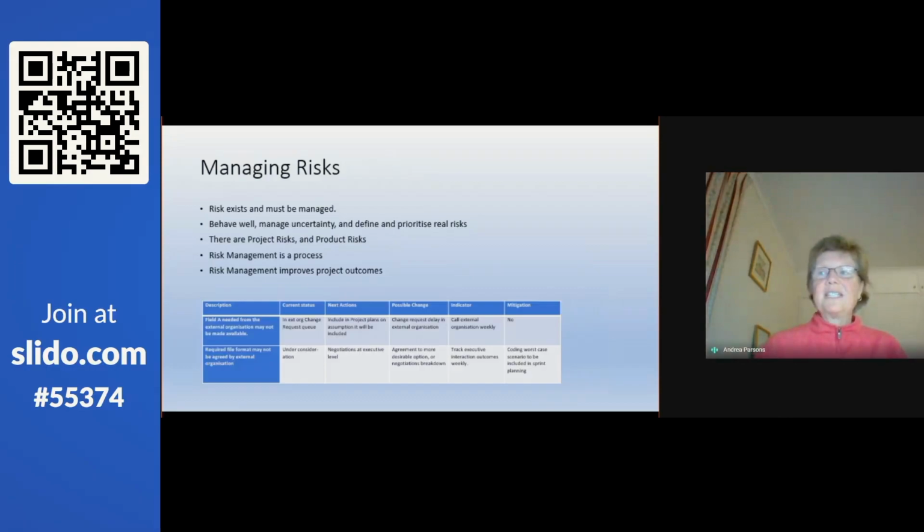The other thing about risks is that there are two types, and a lot of the time with the projects that are being run, the whole emphasis is on the project risks. What might happen in the course of executing this project that I might need to take care of. But a lot of people forget to think about the end product and the risks associated with that end product that they might need to anticipate and treat up front. So risk management is a process, and doing good risk management improves project outcomes.